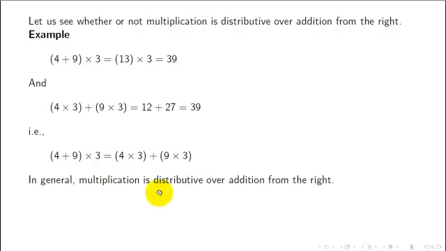In general, multiplication is distributive over addition from the right. That is, (A + B) × C is equal to AC + BC. You see that C, the number being multiplied, is placed on the right-hand side. So multiplication is distributive over addition from the right.